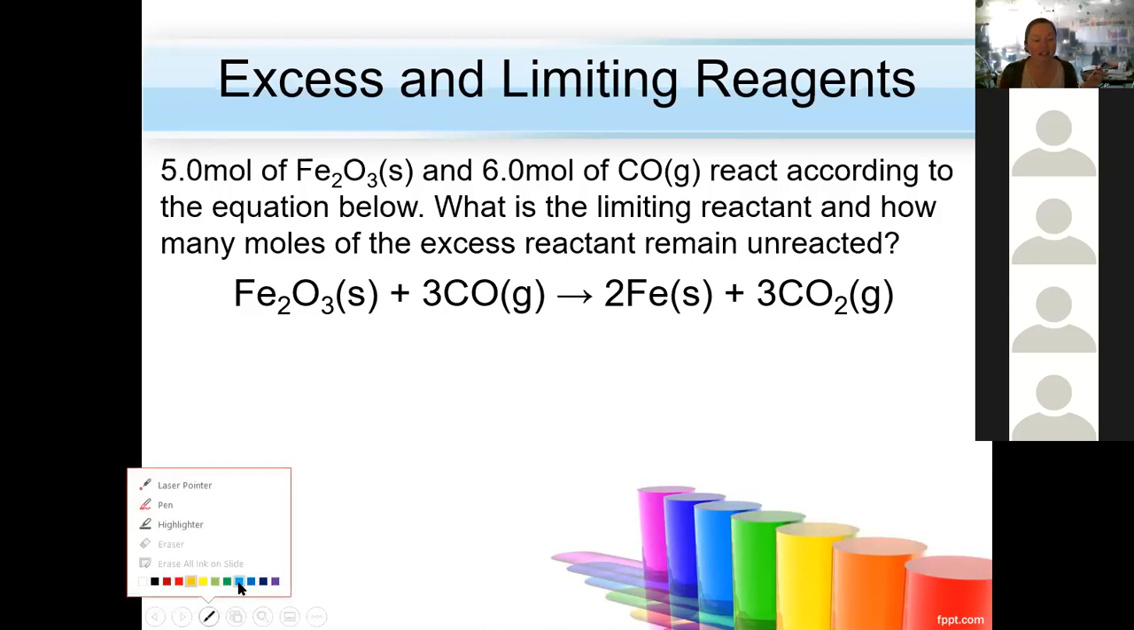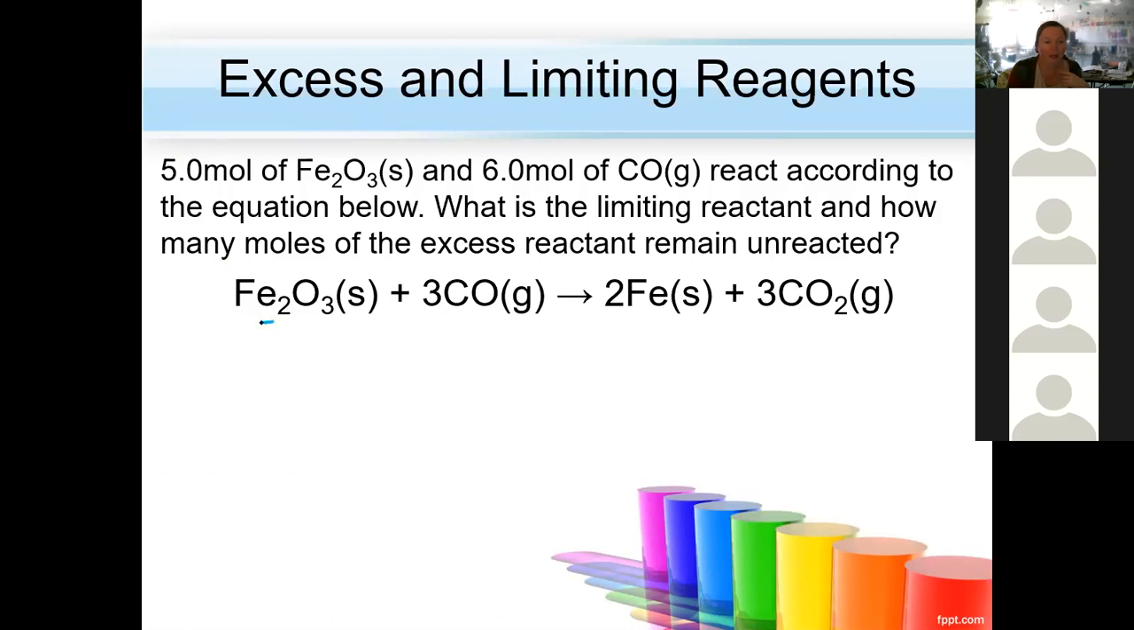So here I've got 5 moles of iron 3 oxide, and I've got 6 moles of carbon monoxide, and they react. What is limiting? 5 is less than 6. Does that mean my iron 3 oxide is limiting because 5 is less than 6? Not always. And in this instance, I have a 1-to-3 ratio.